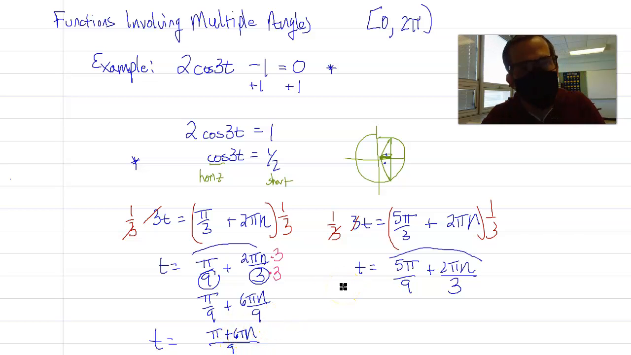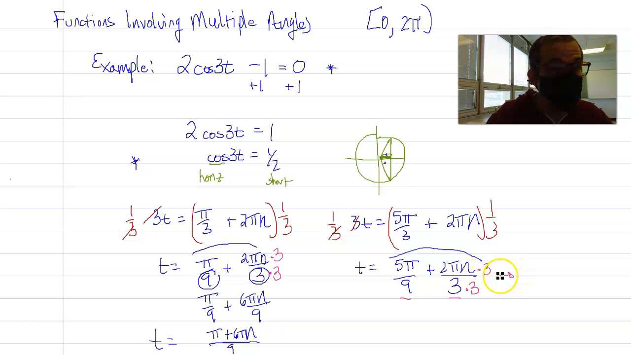So again, take a moment, pause the video. It's going to look very similar over here. I'll slowly drag my pen over while you're pausing. Hopefully now you paused, now you resumed. I want these denominators to match, so this will have to be 3 times bigger. So that would give me a beautiful 5 pi plus 6 pi n over 9. So t might also equal 5 pi plus 6 pi n over 9.